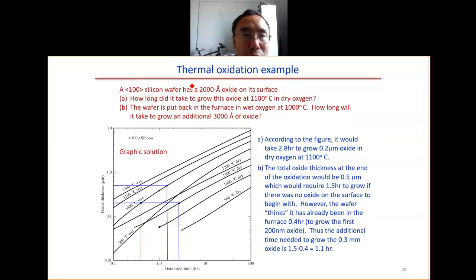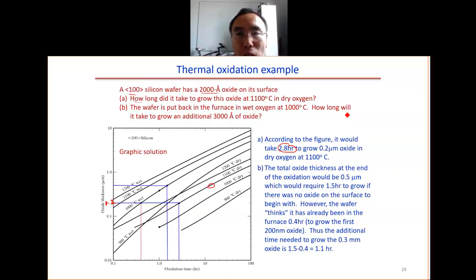Now, I want to show an example calculation for the prediction of oxidation rate and oxide thickness for different conditions. Here we have a 100 silicon wafer with 2,000 angstrom oxide on its surface. The first question is how long it takes to grow this oxide at 1100 degrees in dry oxidation. So we look at the 1100 degree dry oxidation curve. We have 200 nanometer, 0.2 micrometer, so the time is given by here. How many hours? 1 hour, 2 hours, so here is 2.8 hours.